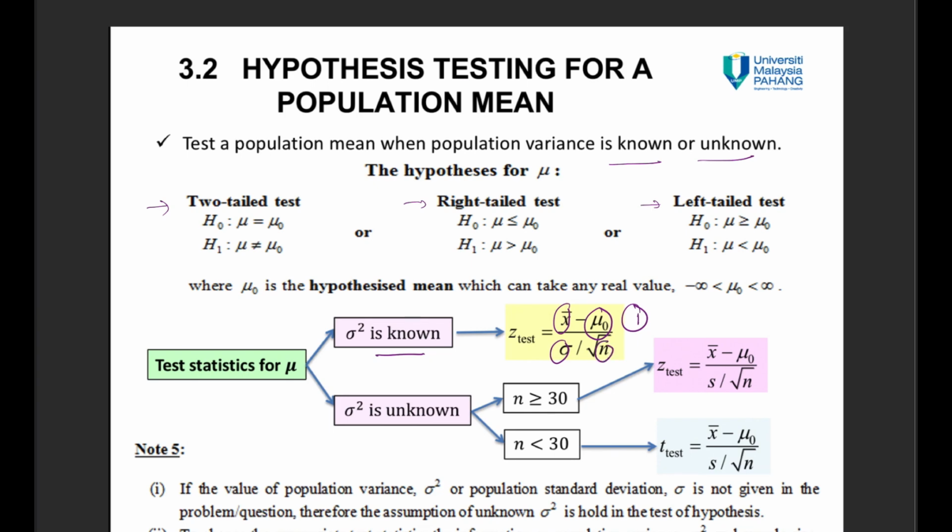When sigma square is not given, is unknown, you have to consider the sample size. If the sample size is greater than or equal to 30, use the second formula, where the difference between these two is s, because sigma is not given. When the sample size is less than 30, you have to use a t-test. So what is the difference between the two? This one is z-test for greater than 30, and this one is t-test because it is less than 30.